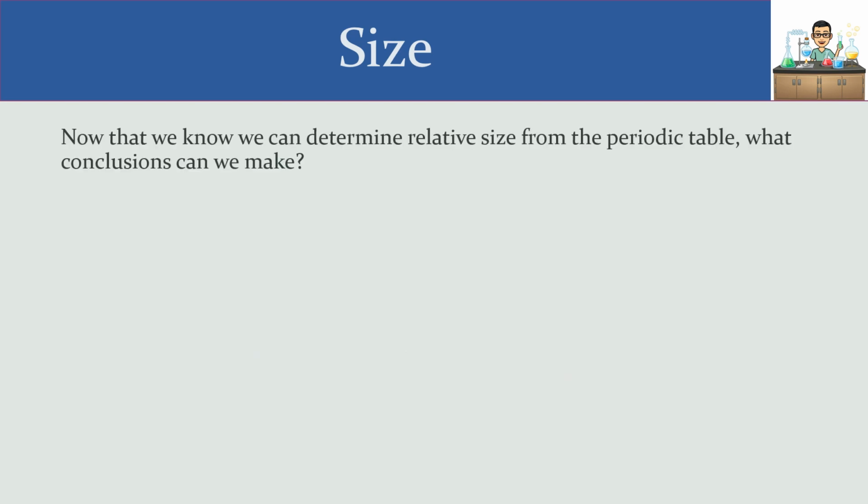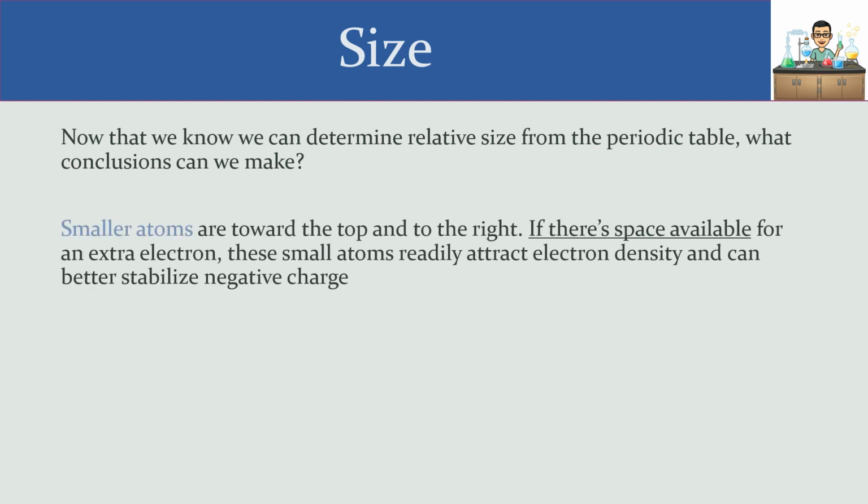So now that we know that we can determine relative size from the periodic table, let's go back to the conclusions that we can make. Smaller atoms are towards the top and to the right, and if there's space available for an extra electron, those small atoms readily attract electron density, and they can also better stabilize negative charge. So let's talk about that last portion. The reason that these small atoms can better stabilize negative charge is because negative charge is a problem inherently because I have too many electrons.